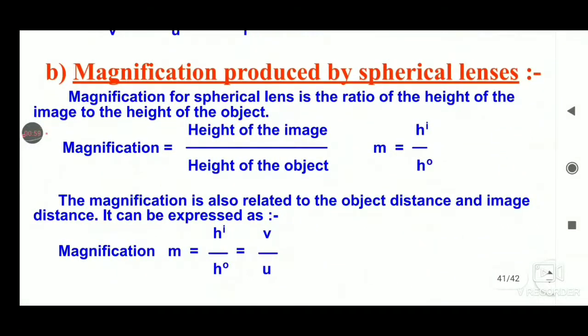Magnification produced by the spherical lenses. Similarly, जैसे मिरर्स के केस में था, lenses के केस में भी magnification is the ratio of height of the image to the height of the object, और एक और तरीके से भी कैलकुलेट कर सकते हैं, that is the object distance and the image distance.